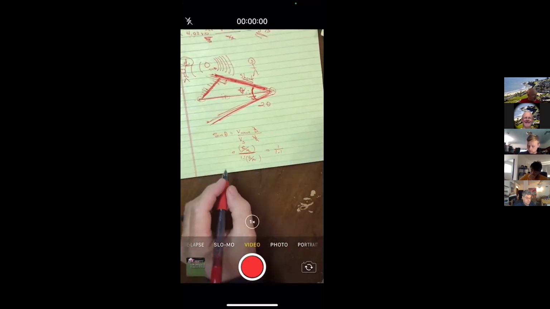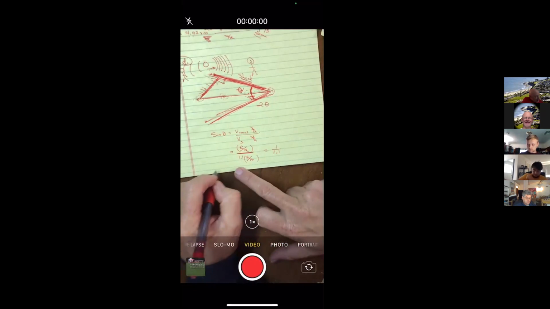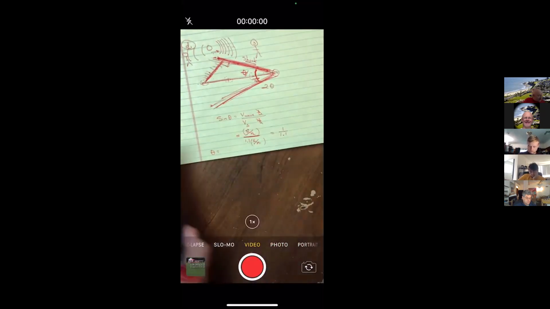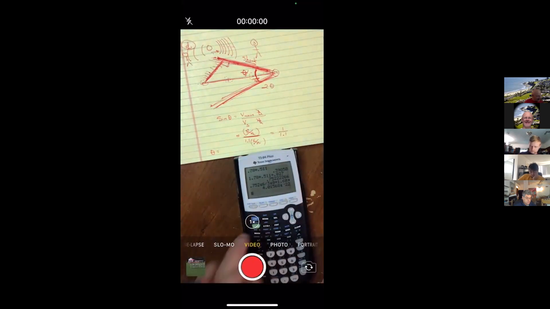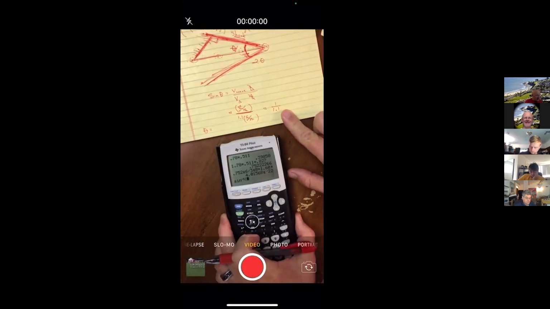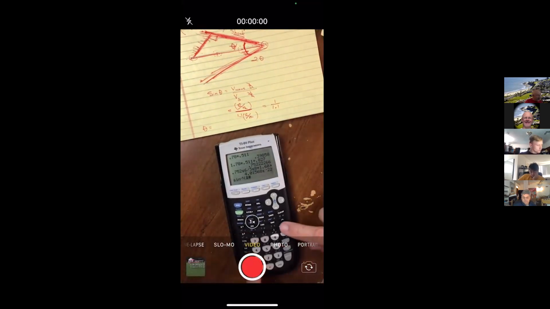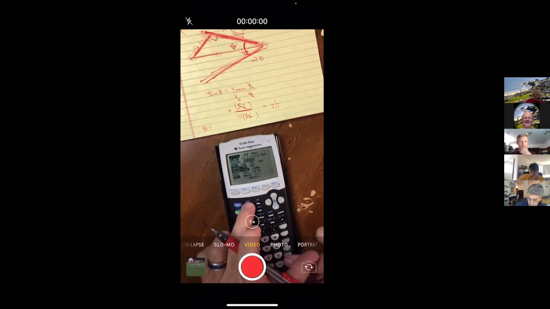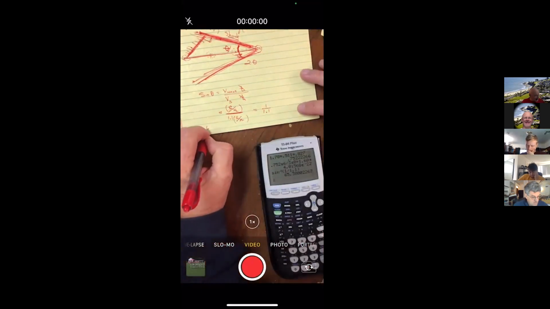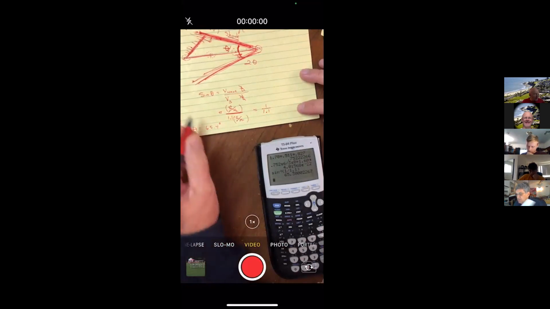Now squeeze it in here: theta would equal the inverse sine of 1 divided by 1.1. Oh, and I think I'm in degrees. Okay, good, I am. So this would be 65.4 degrees.